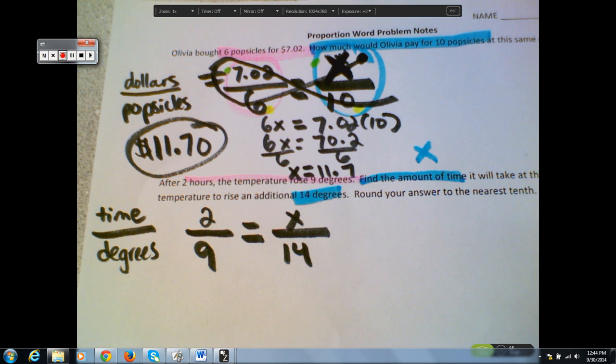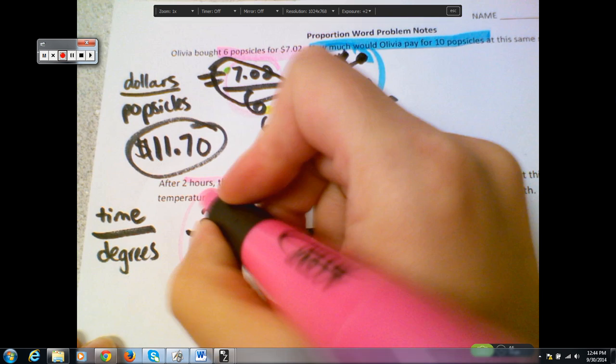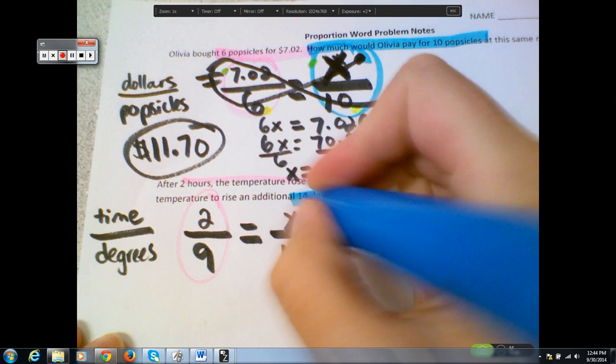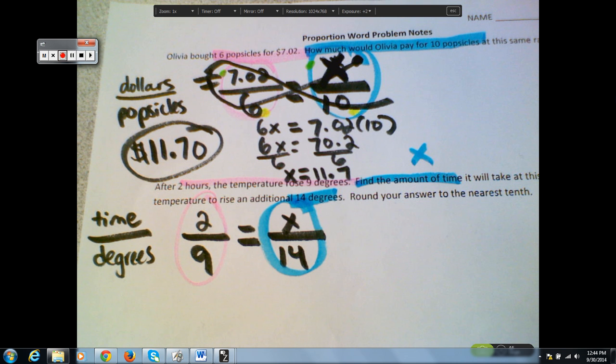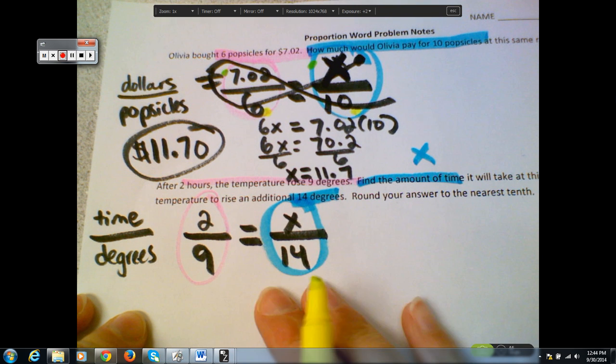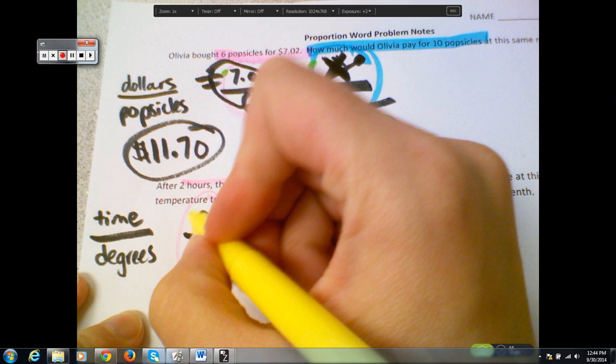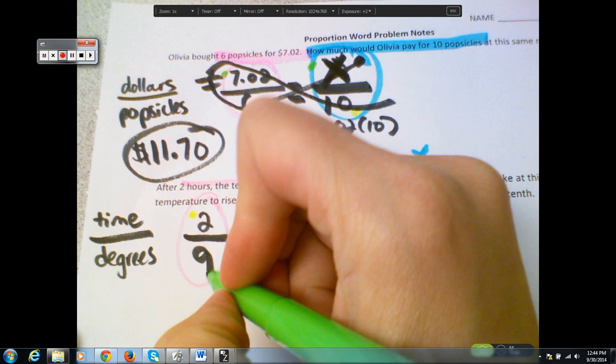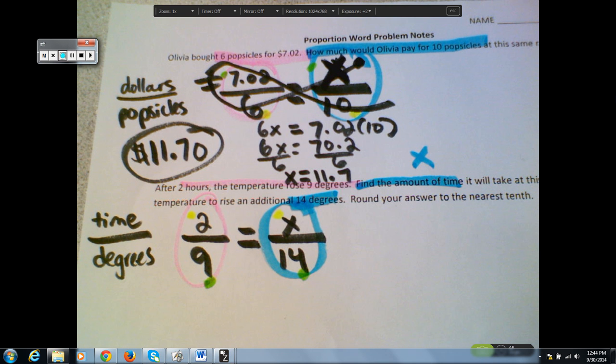Now, before we start, let's make sure everything's lined up. 2 hours matches with 9 degrees. Our mystery amount of time matches with 14 degrees. And then let's check from side to side on top and bottom. Here we've got hours and hours, 2 hours and I don't know how many hours. And then we've got degrees and degrees. So it matches up and down and side to side, and that's what's important. All right, now we solve.